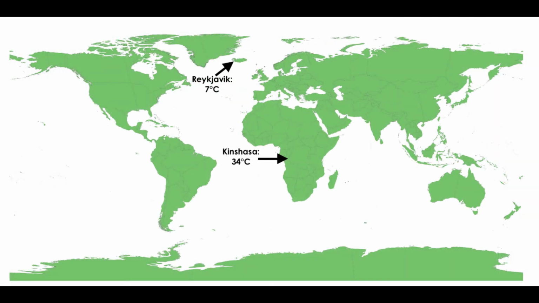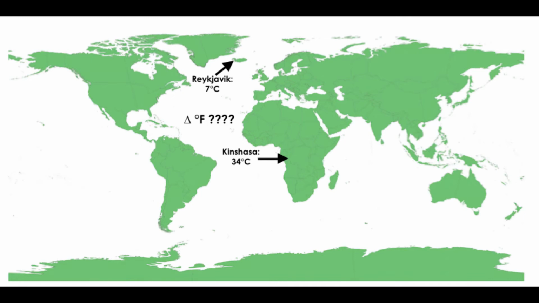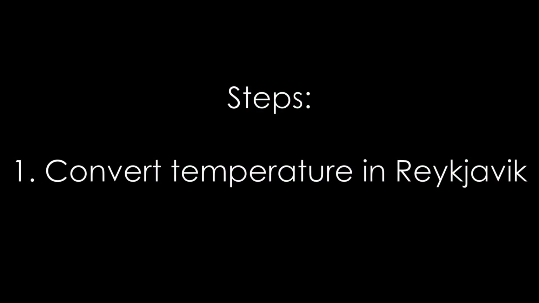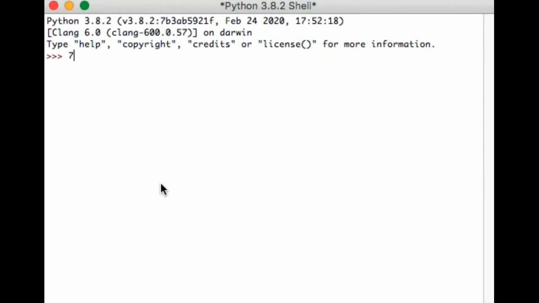Let's say I have the high temperature in Celsius for two different cities, Reykjavik, Iceland, and Kinshasa, Congo, and I want to know the difference in the temperatures. But in Fahrenheit, this is a problem that requires several different steps. First, I need to convert the temperature of each city from Celsius to Fahrenheit.